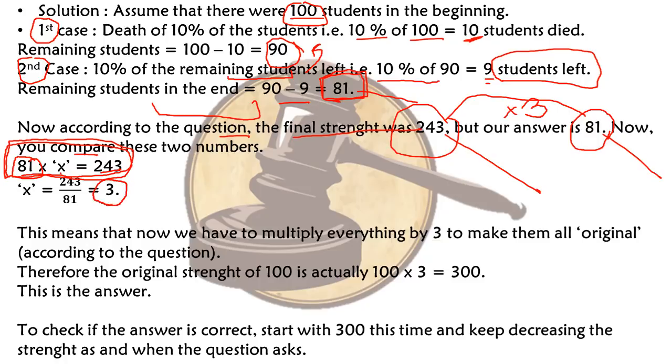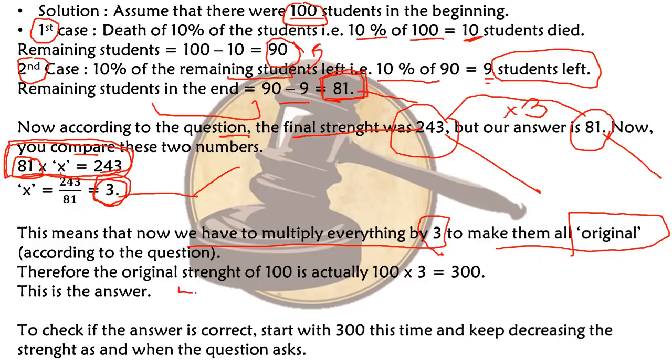Okay, so now this 3 is a converter. It will convert all the imaginary values into real values if they are multiplied by it. So this now means that we have to multiply everything by 3 to make them all original or real values. So according to us, the original strength was 100, which was the imaginary value.